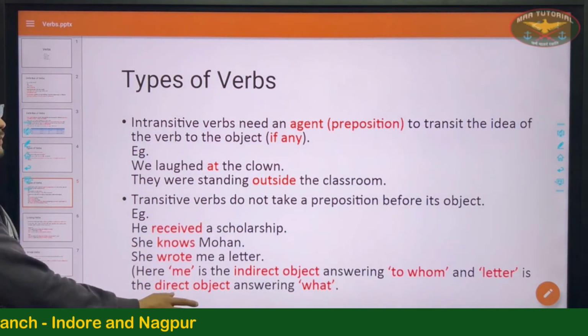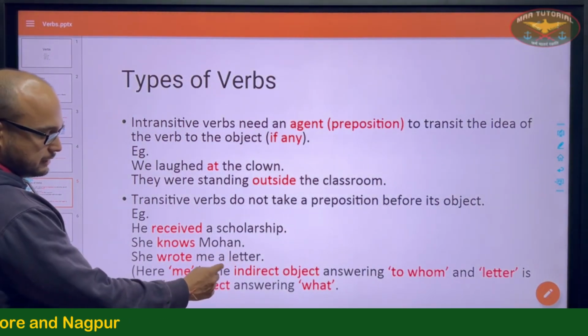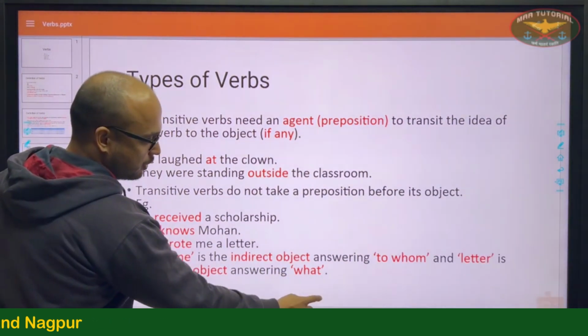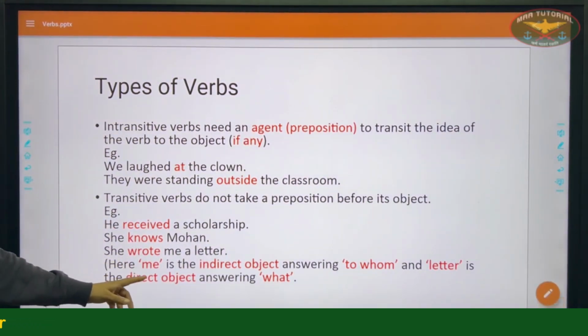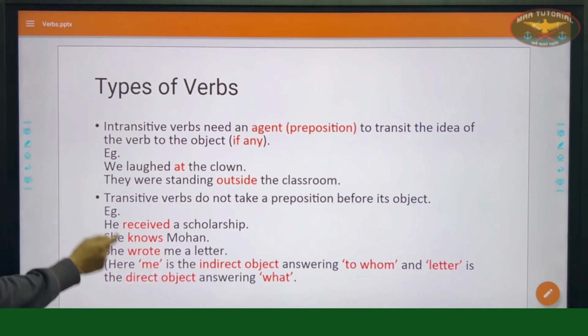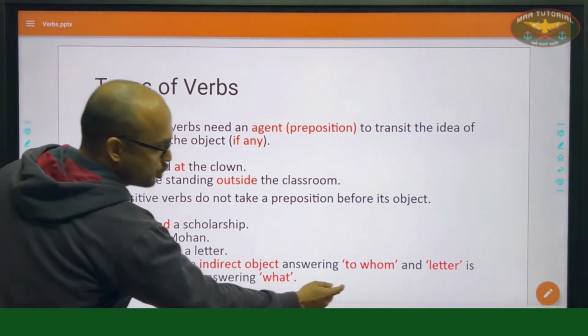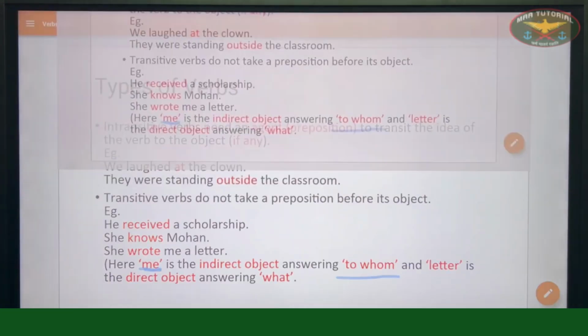She wrote me a letter. We saw here there were two objects. There was a direct object first, which was letter, a letter which answers the question, what? And then we have the indirect object, me, which answers the question, to whom? All right.